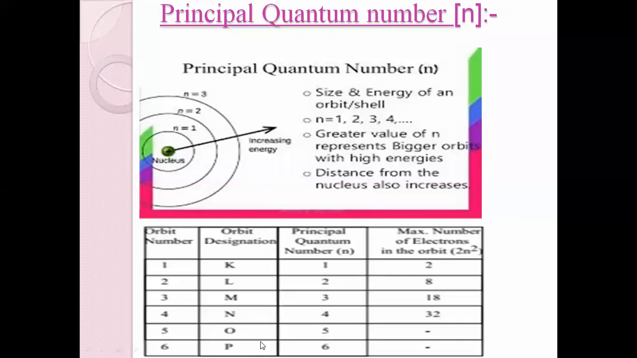ठीक है. So based on this, the table over here, as I told you in the first slide, the maximum number of electrons in any orbit has to be 2n square. So K has how many electrons? Yes, Toha. K has how many electrons?